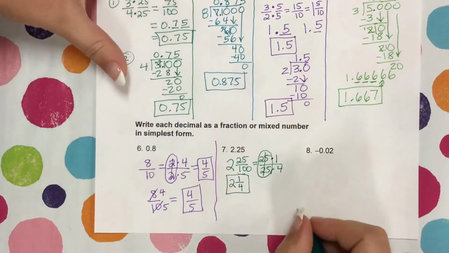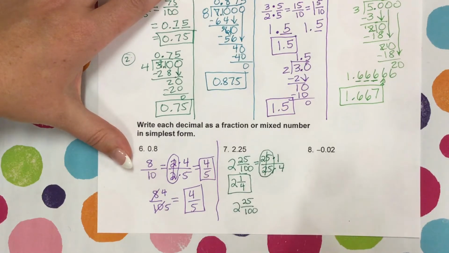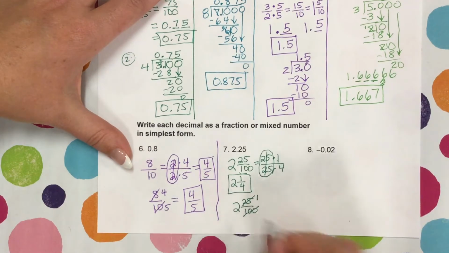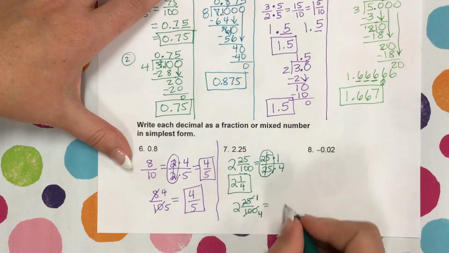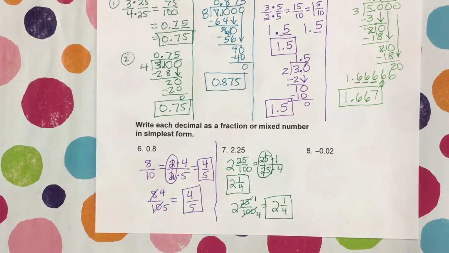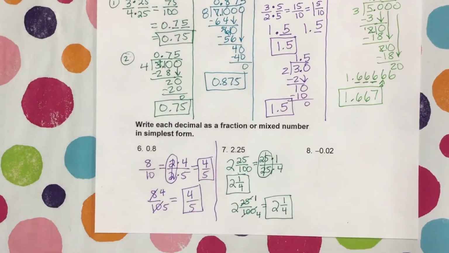Now, if you're doing this problem, 2 and 25 over 100, and you recognize that 25 went into both, you could say, hey, 25 goes into 25 1 time, 25 goes into 100 4 times. My answer is 2 and 1/4, and I would be okay with that. Okay, let's move on to number 8.